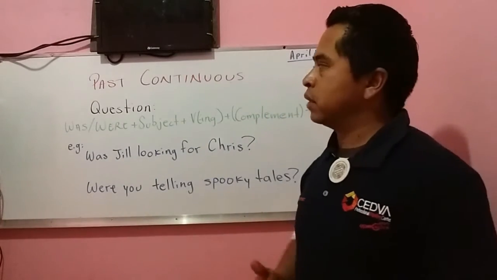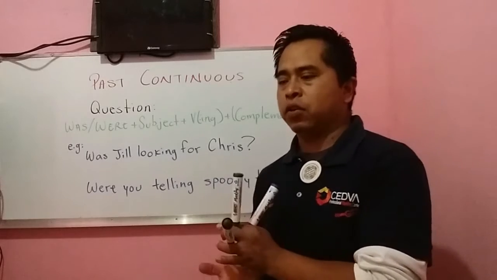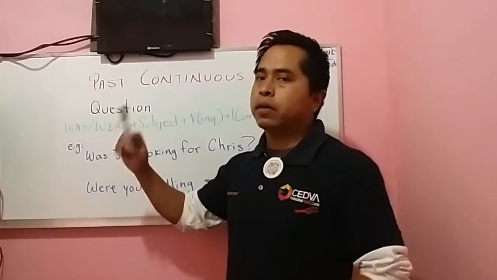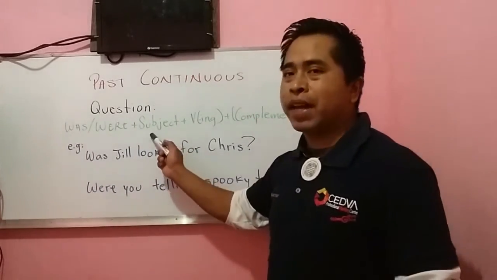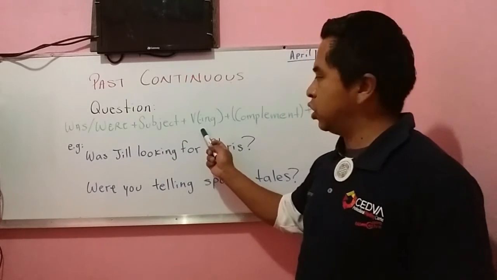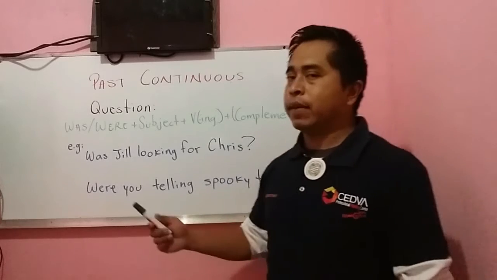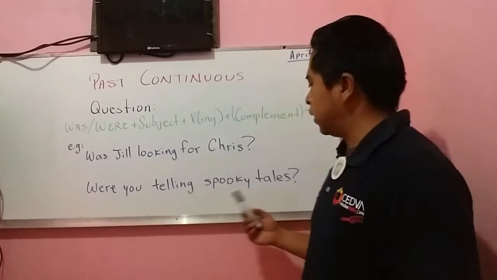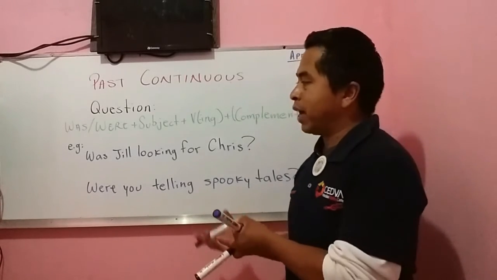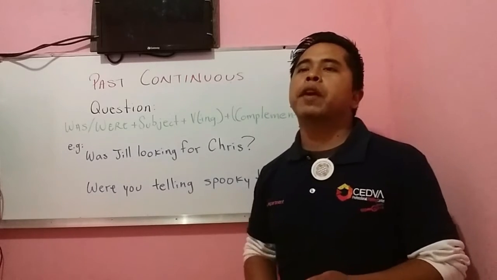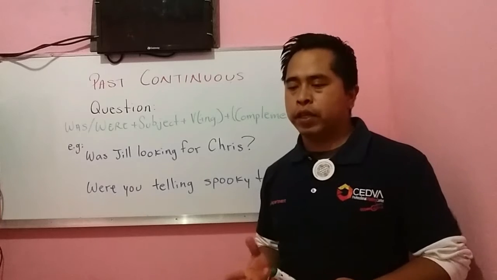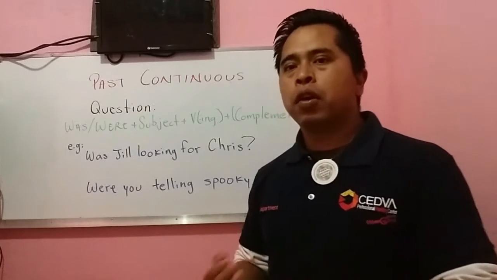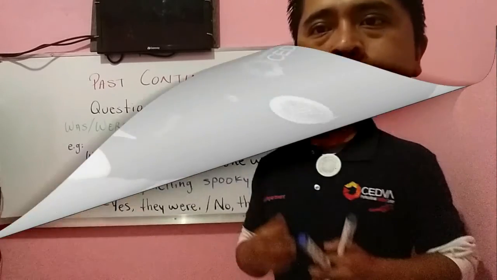Okay, in the third case, which is question, we have to turn a little the structure and tell it as it follows. Was or were, depending on the pronouns, my subject, my verb in ing, and my complement. Examples. Was Jill looking for Chris? Were you telling spooky tales? Okay, we have now the questions, but how are we going to answer this? Remember, we have two ways of answering, well, the most common, which are short answers and complete answers. We're going to check how we do this with short answers, okay?